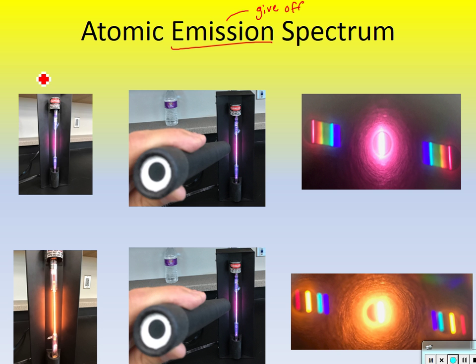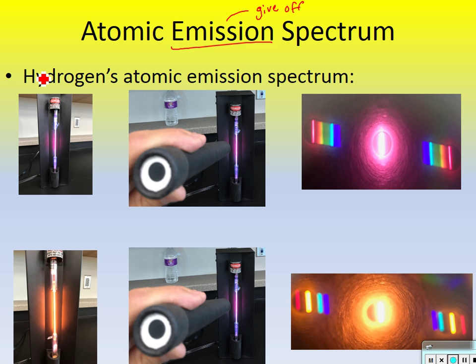This one is hydrogen. Let me see if it's already on the slide, then I won't have to. So yeah, this first one is hydrogen. This is hydrogen's atomic emission spectrum. Spectrum just means all the different forms of light. Okay. So hydrogen, when you pass electricity through a glass tube filled with hydrogen, it kind of burns this cool purple color. What we're going to do is view it through a prism.